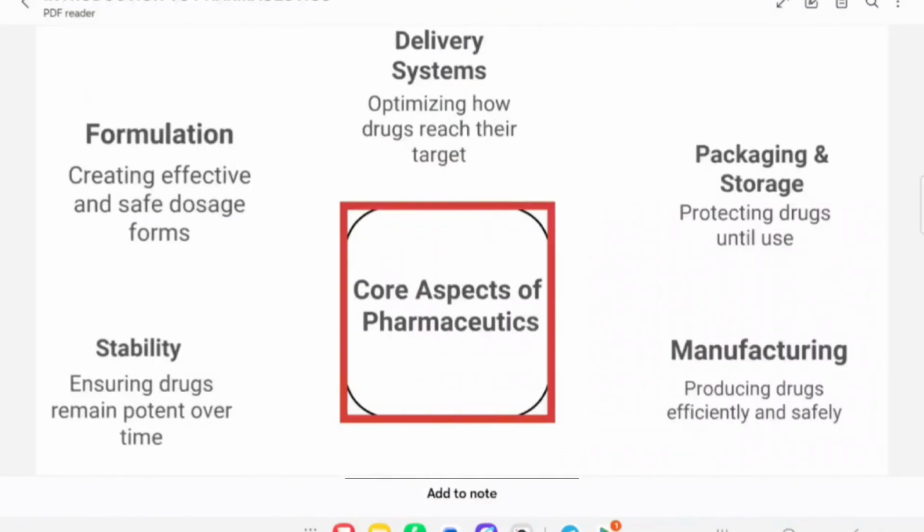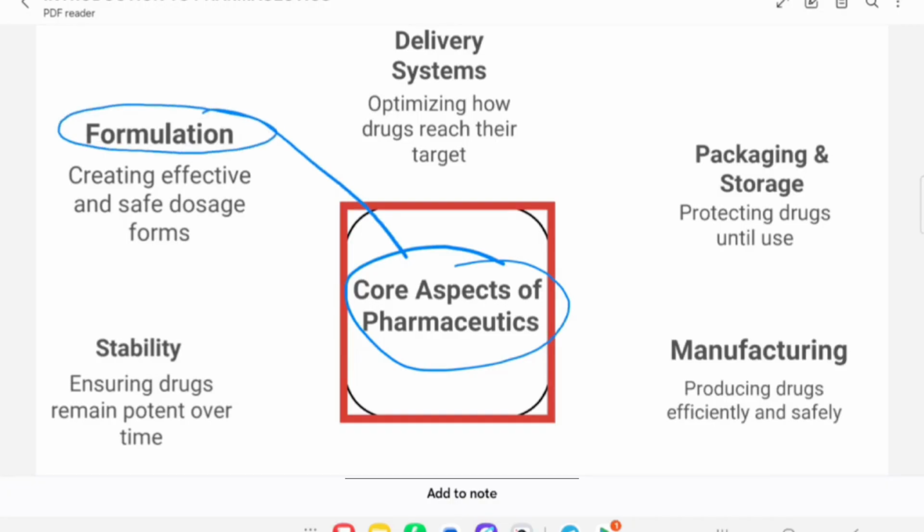There are some key aspects of pharmaceutics. The pharmaceutics subject mainly deals with the designing of the dosage form. Because of that, it is very helpful in formulation. It is helpful in creating effective and safe dosage forms. The second one is the delivery system. So we can optimize how the drugs reach their target.